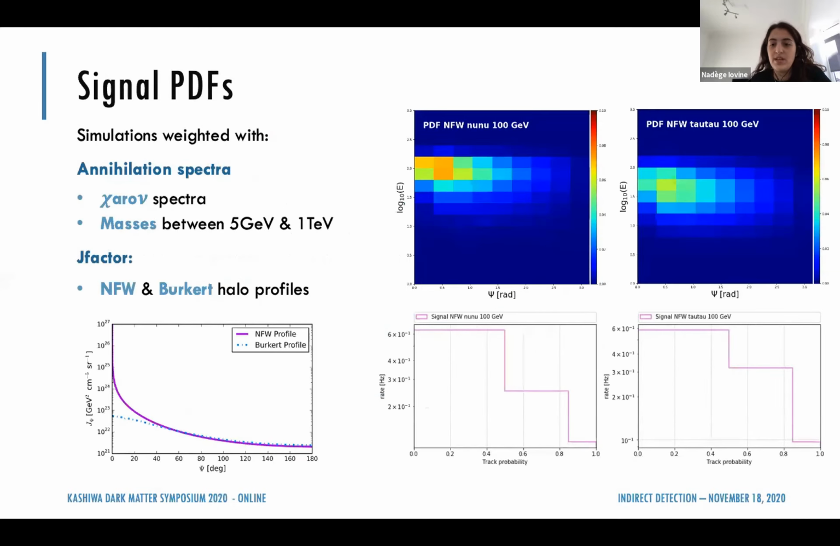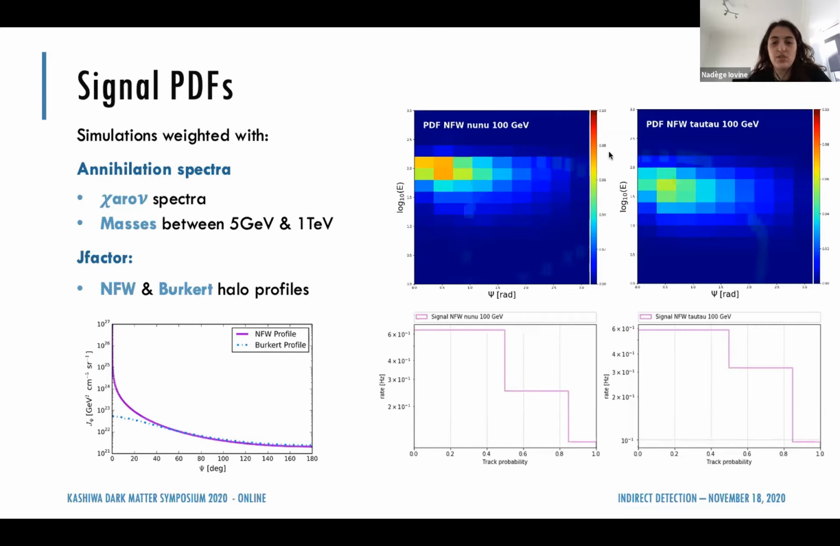So the signal PDFs are also computed from a simulation, but this time they are weighted with the annihilation spectra and the J factor. For the spectra, we are considering the Charon spectra I introduced earlier for masses ranging from 5 GeV to 1 TeV. The J factors are computed with CLUMPY, and both the Navarro-Frenk-White and the Burkert halo profiles are considered.